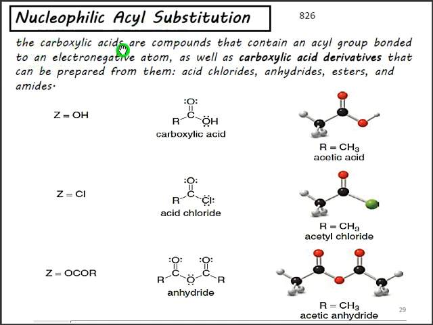Carboxylic acids are compounds that contain an acyl group bonded to an electronegative atom, as well as carboxylic acid derivatives that can be prepared from them: acid chloride, anhydride, ester, and amide. Now, firstly, I want to understand what nucleophilic acyl substitution means. Look here, it says carboxylic acids are compounds that contain an acyl group. What does acyl group mean here? Bonded to an electronegative atom.